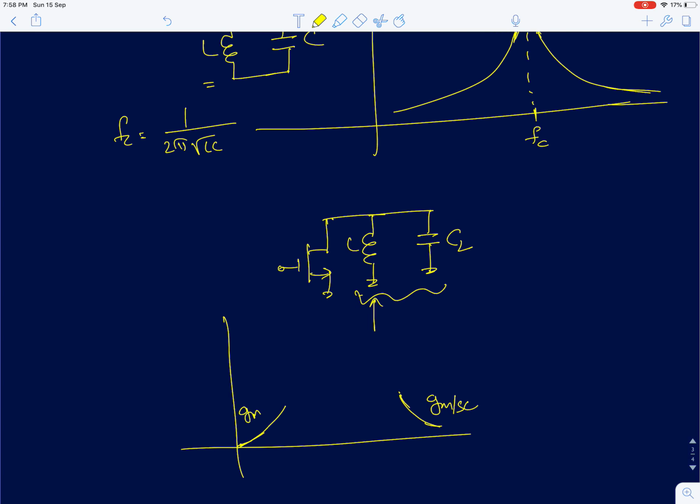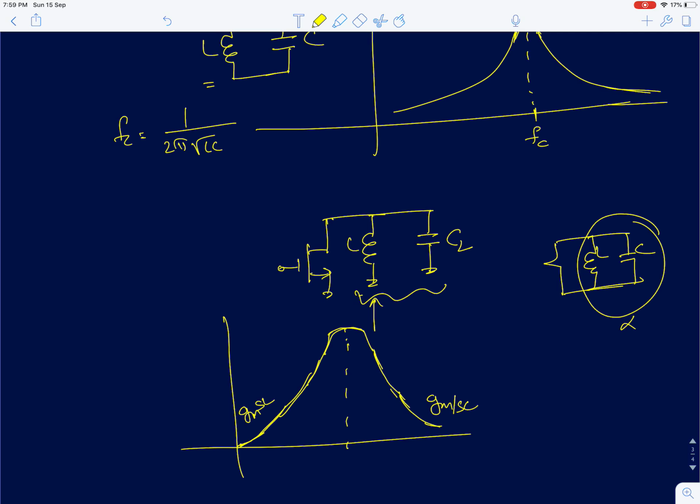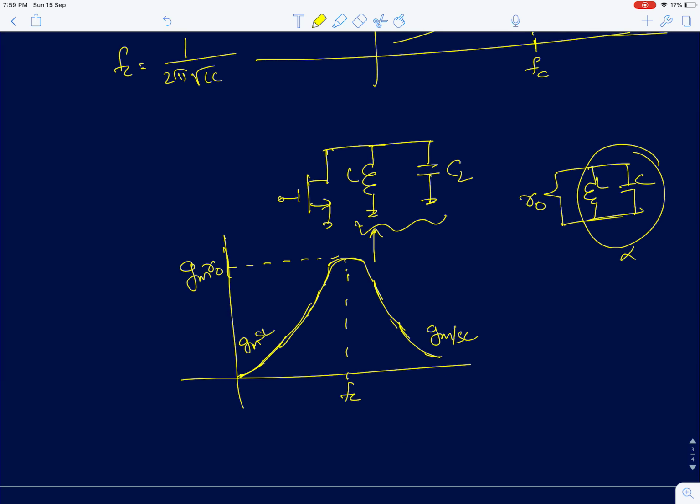At low frequencies it's going to be gm into sL. At the resonant frequency, at the carrier frequency, because the capacitor and inductor perfectly cancel out, the only thing remaining will be the resistor itself. So if I have a parallel R, L and C circuit, at the resonant frequency the L and C will cancel out each other and you will be left with only R0. So you are going to get a gain of gm R0 at the carrier frequency.